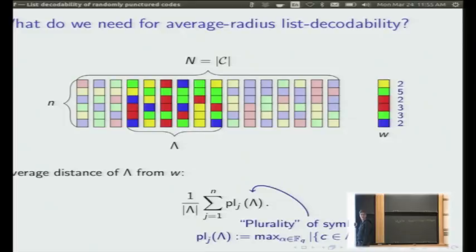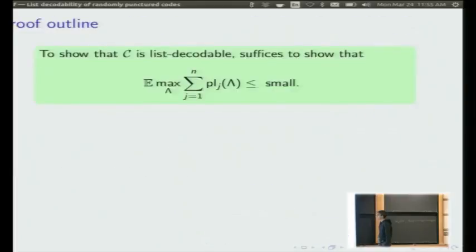Any other? Okay, so this is what we're aiming to show now. We're aiming to show that this random variable is small. And so the randomness here is over the choice of my code, the choice of the n symbols. And so, right, to show that C is list decodable, it suffices to show with high probability, for the worst set lambda that I could take, this average agreement is small. I'm just going to show for this talk in expectation. That's enough, and then use Markov or something. So that's sort of what I want to control. And that will show average radius list decodability, which will show list decodability.